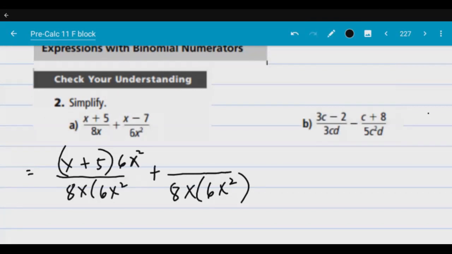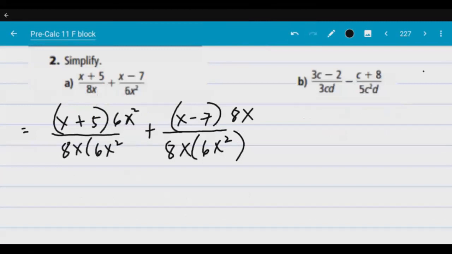Originally, the second fraction only has x minus 7 as a numerator. But since I am now giving it a denominator of this, if I multiply the denominator by 8x, I have to multiply the numerator by 8x. Applying the distributive property to these two, 6x cubed plus 30x squared over.